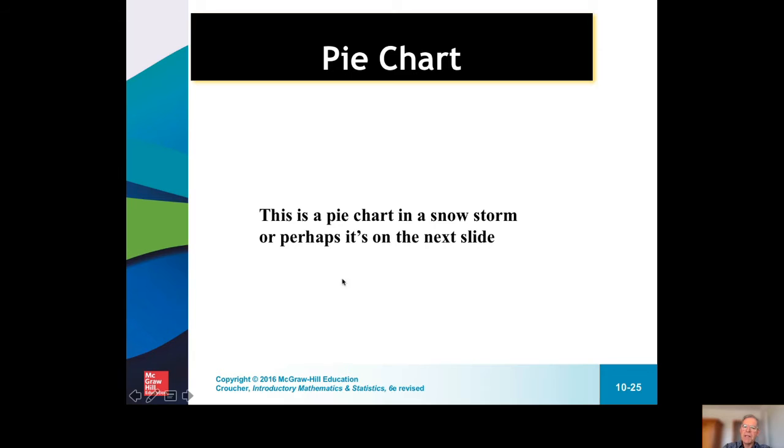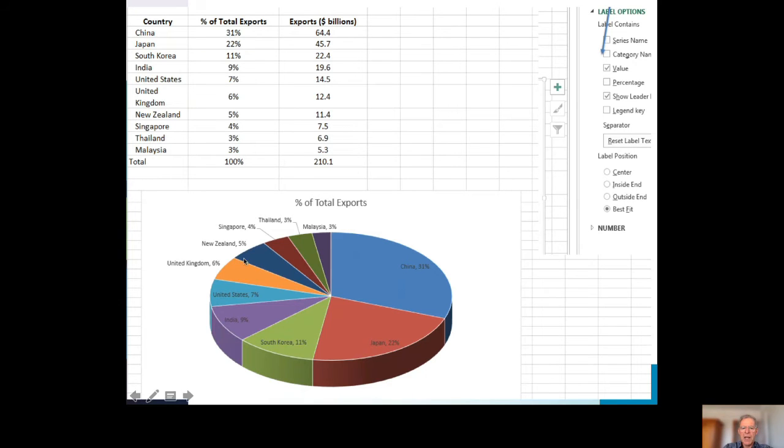Pie chart. This is a pie chart in a snowstorm. In fact, it's on the next slide. And you've probably drawn some pie charts in the past. Excel does a good job. Just highlight the data and select pie chart. And you can select, hey, do you want labels? I always think it's a good idea to put labels on your pie chart. It makes it easy to spot, instead of somebody having to guess that China's exports were 31%, or exports to China were 31% of the total.